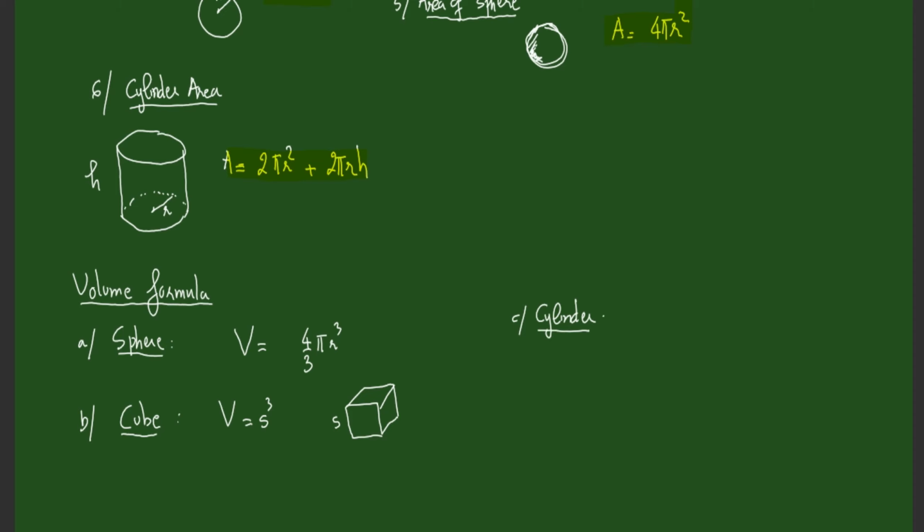So the volume of the cylinder will be pi r squared times h, where h is the height of the cylinder. Pi r squared times h. Okay.